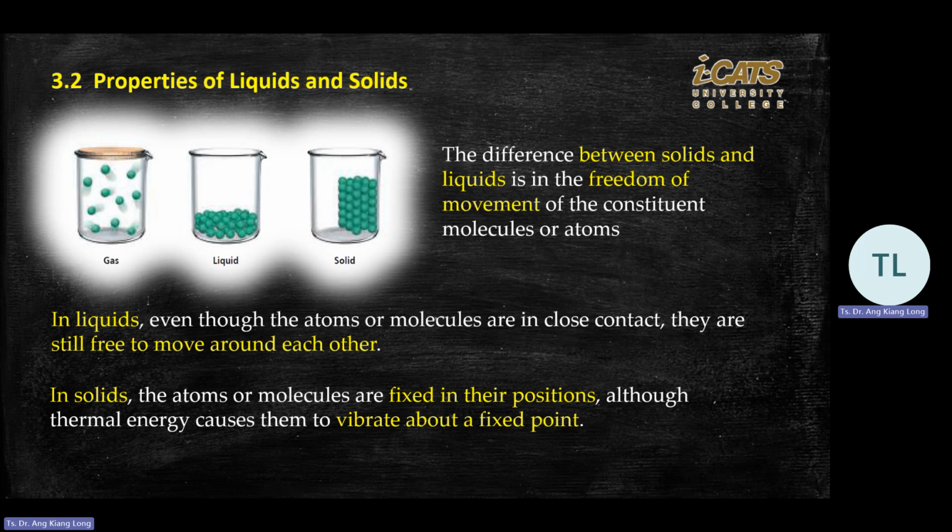Now we deal with two parameters. One is the intermolecular forces and thermal energy. Now we start to look at properties of liquid and solid. So the first one just now is the distance between atom and molecule. Second one is the freedom of movement, right? You talk about freedom of movement.